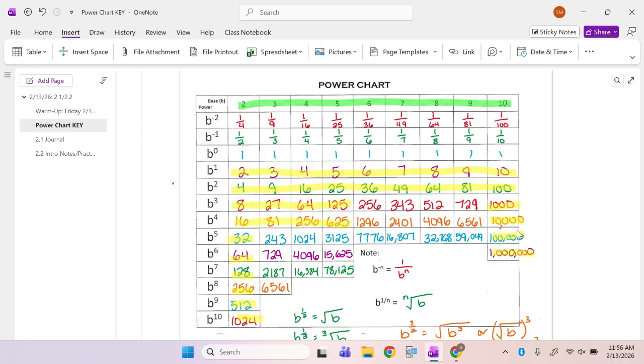So that would be 1, 4, 9, 16, 25, 36, 49, 64, 81, 100, 121, 144, 169, 196, and 225 in that order. Now, you also have your cubes. I recommend with your cubes, you at least know up to 5 cubed.